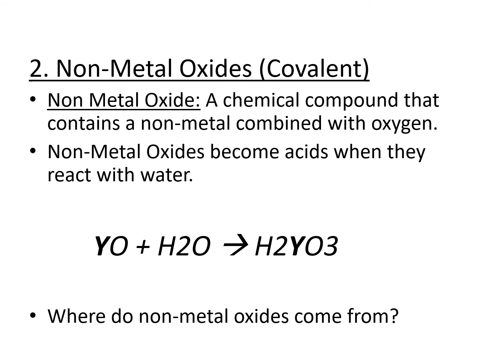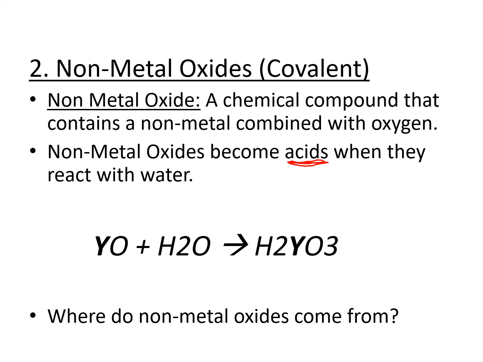Now, that's going to be a little bit different than a non-metal oxide. So a non-metal oxide is a chemical compound that contains a non-metal and it combines with oxygen. A non-metal oxide becomes an acid. So in other words, they do the complete opposite. They don't make a base. A non-metal oxide becomes an acid when they react with water. Here's a general example right here.